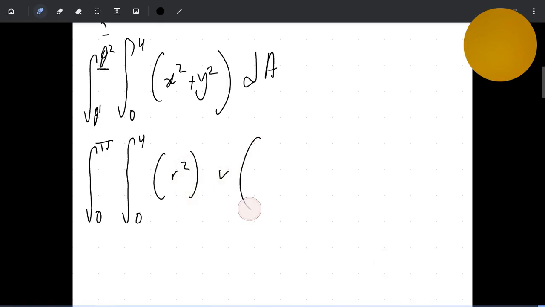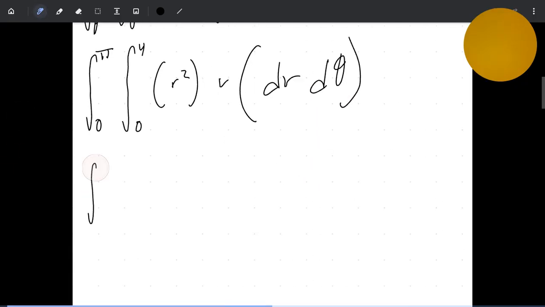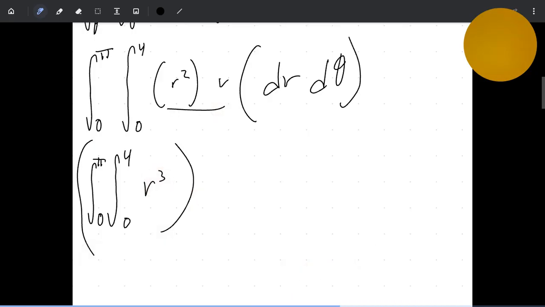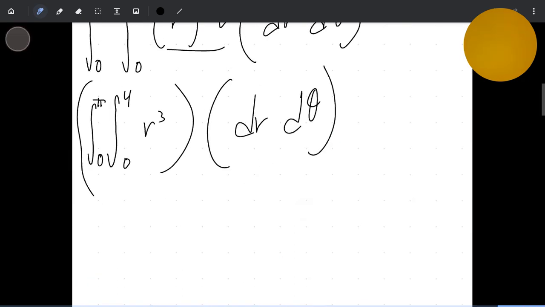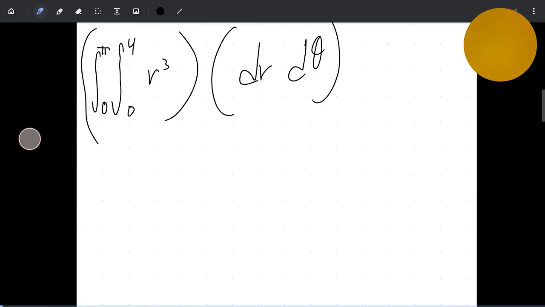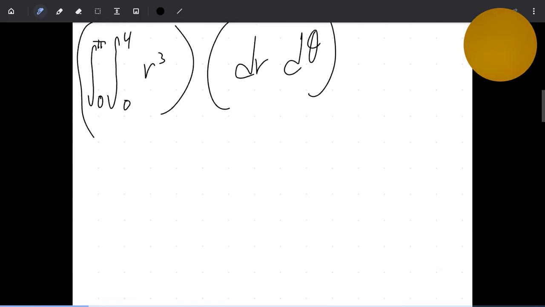r, integrated with dr and d theta. So this is just going to be pi to 0 and then 4 to 0. This can be multiplied to become r cubed. Now we just have to integrate all this with dr d theta. If you watched my last integration video, you know just how easy double integration is. So this shouldn't even be much of a challenge.